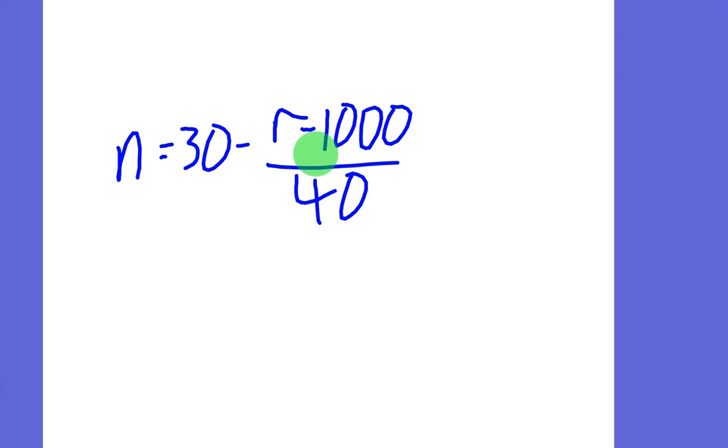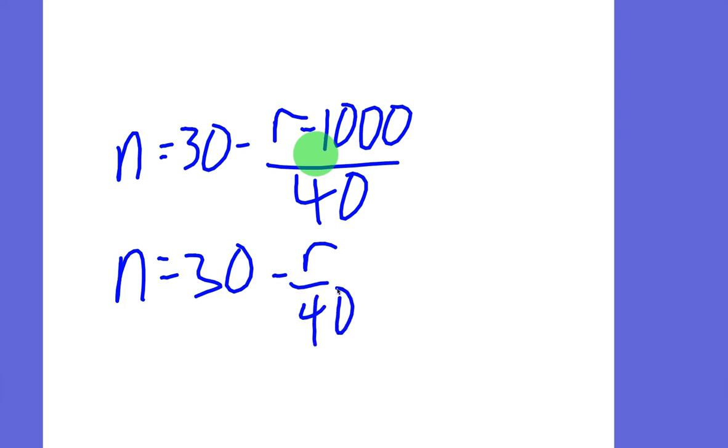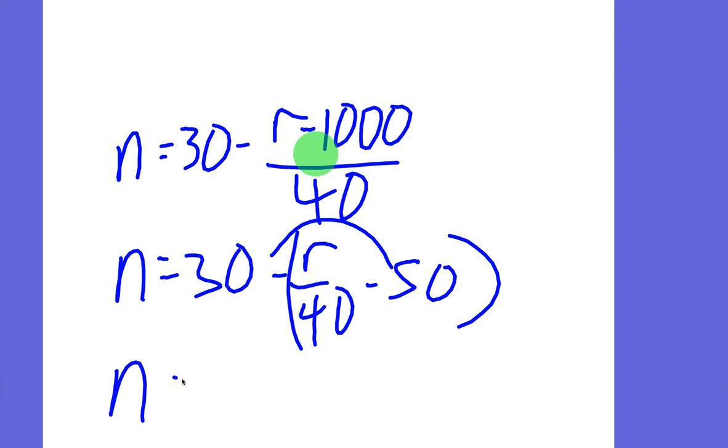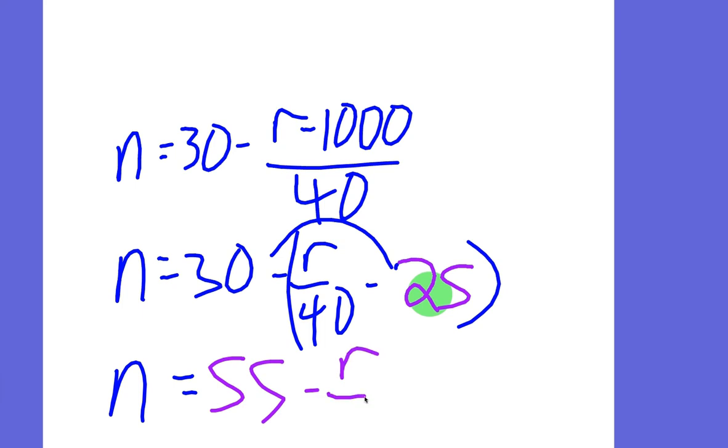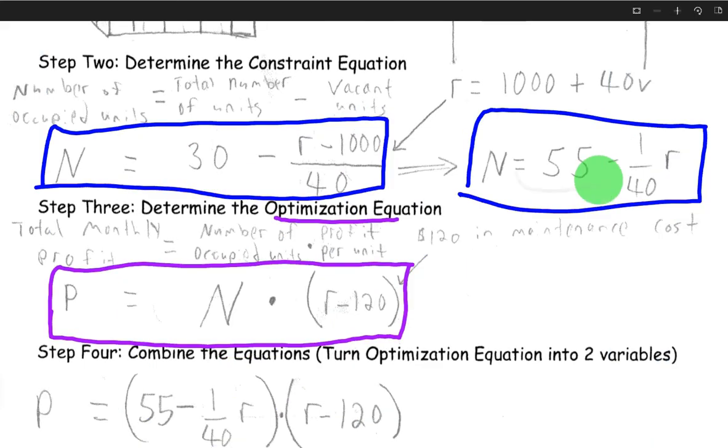All right, so the way that I did that was I basically divided each of these terms first by 40, kept the subtraction sign, so it's n equals 30 minus r over 40 minus 1,000 over 40, okay? 1,000 over 40 is 25. But then the minus becomes plus 25. So I get 30 plus 25 is 55 minus r over 40. That's how I came up with my new constraint equation. It's just going to make it easier for substitution's sake.